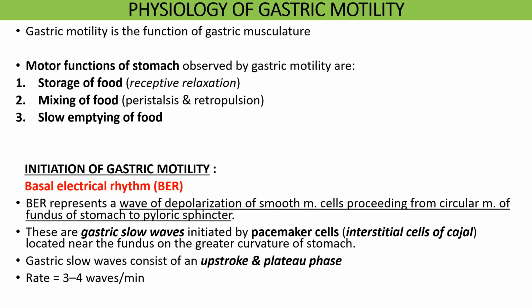Now, let us first understand the physiology of gastric motility. Gastric motility is the function of gastric musculature, that is, the muscles of the stomach, which consists of three layers of smooth muscle fibers, namely an outer longitudinal layer, a middle circular layer, and an inner oblique layer.